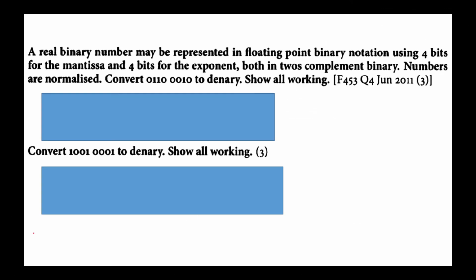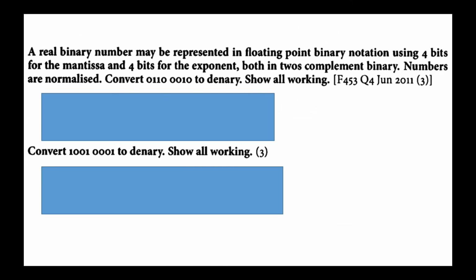A real binary number may be represented in floating point binary notation using 4 bits for the mantissa and 4 bits for the exponent, both in two's complement binary. The numbers are normalized. Convert 0.110010 to denary, and be sure to show your workings. Then convert 1001001 to denary. Pause the video if you want to have a go at this.